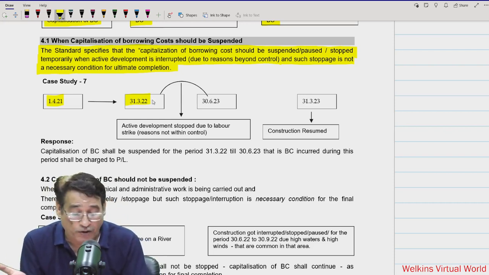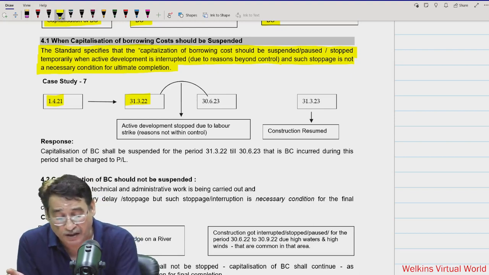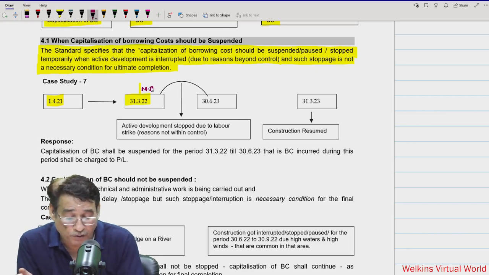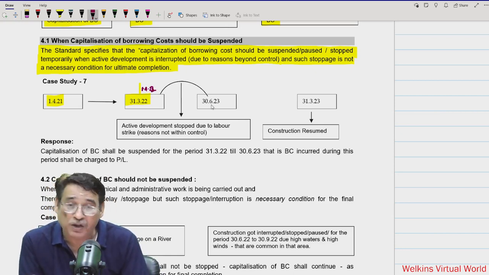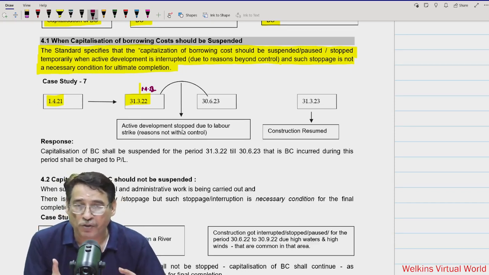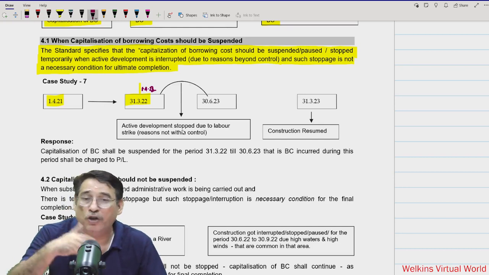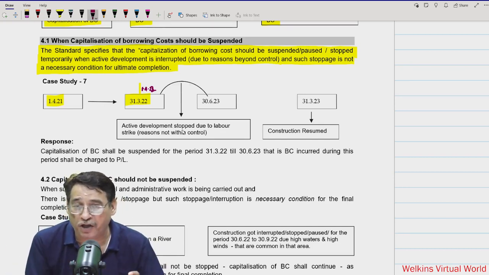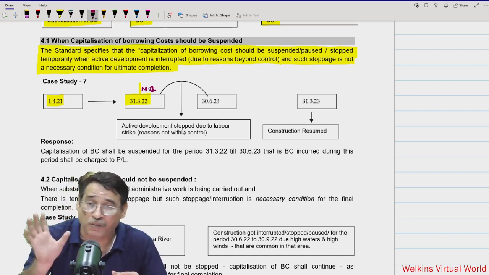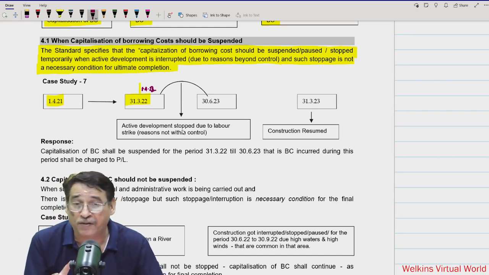And in the next year, quite obviously, will start from 1-4-2022. In the next year, what happened? From 1-4-2022 till 30th of June 2023, the question says that active development is stopped due to labor strikes and reasons not within our control. Correct? Try to understand this point. Sometimes the construction activity gets stopped due to some reasons which are not in our control. For example, a dispute has taken place between the trade union and the management, or labor has gone on strike, or due to some political condition, political riots have taken place, the construction activity has to be stopped. So these are the reasons which are not in our control.